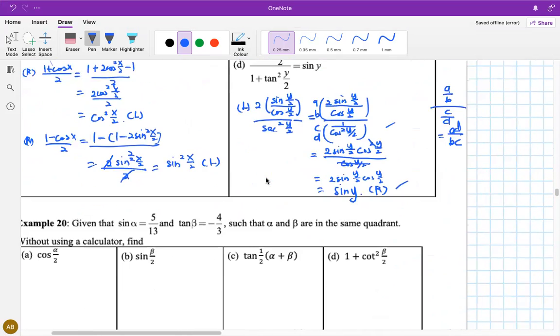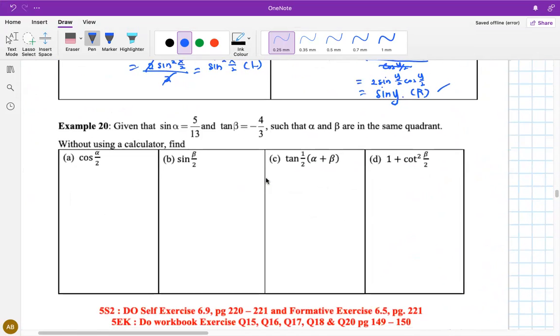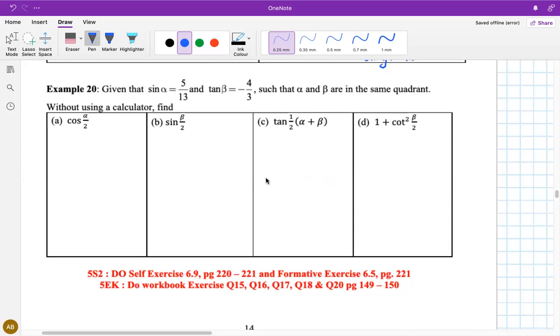Okay, next is example 20. Given sine alpha is 5 over 13 and tangent beta is negative 4 over 3, such that alpha and beta are in the same quadrant. Sine positive will be in quadrant 1 and 2. Tangent beta negative, so this must be in quadrant 2 and 4. The question said alpha and beta are in the same quadrant. Therefore, it is in quadrant number 2.